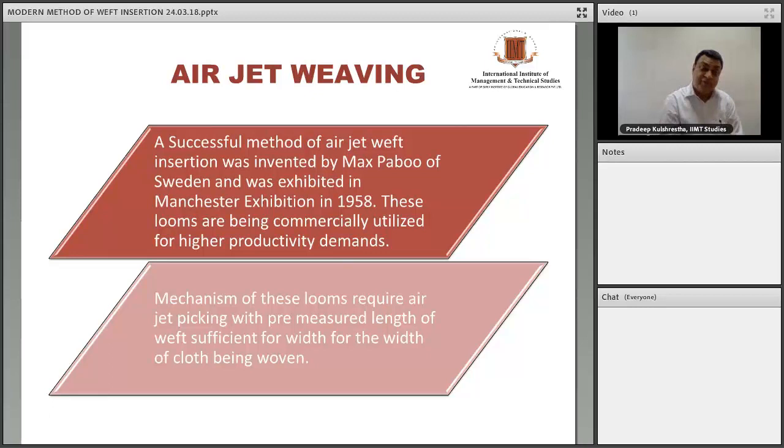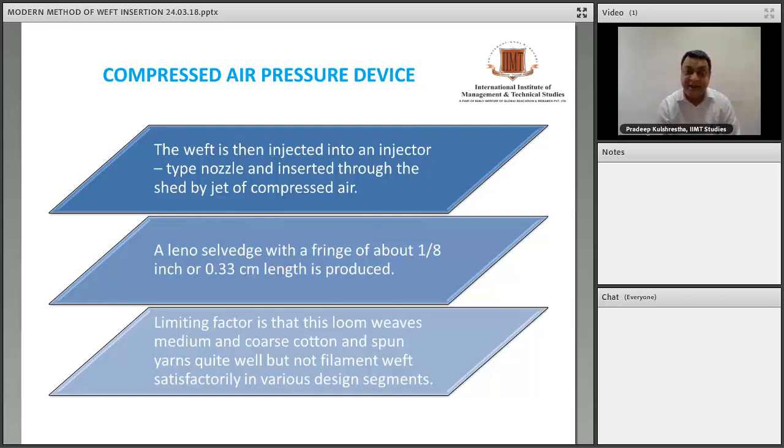Now come to the air jet looms. Air jet looms are very famous for economic weaving, and a lot of fabric can be made on air jet looms, and they are coming very fast everywhere in the world. High demand machines. In 1958, the first air jet was started by Max Babu. Then in India, the first air jet came to Reliance Industries in 1983. Then this technology spread to the Surat market, then all over India.